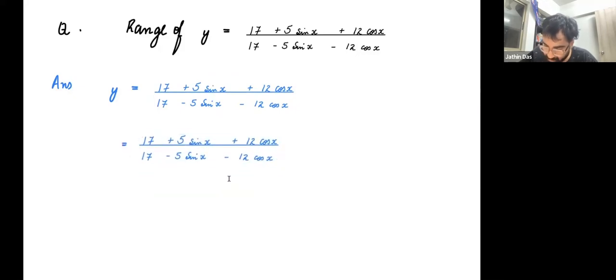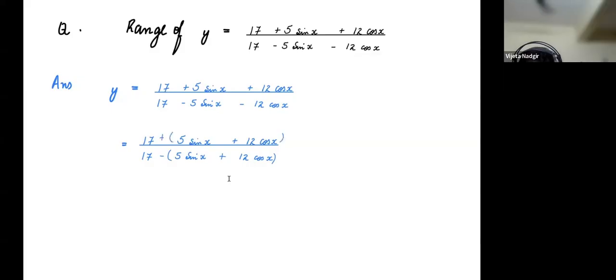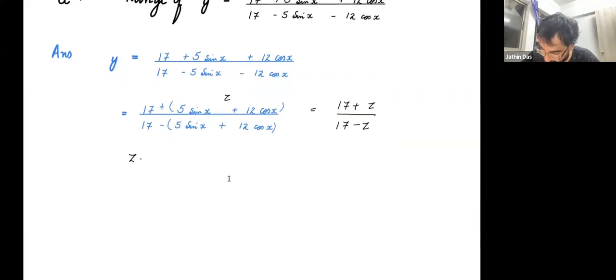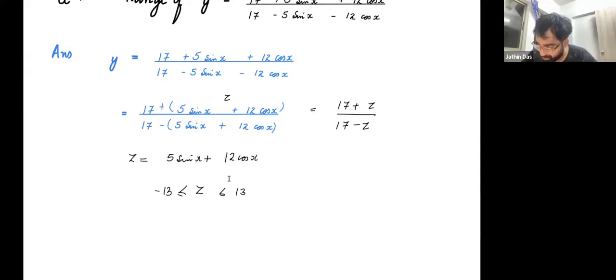Did you observe that if you take negative common here, it's the same only. So 5 sin x plus 12 cos x, I'll consider it as z. Then z is between minus 13 and plus 13. If you're wondering, it is root of 5 square plus 12 square. Now, here you tell me, this is the minimum value, this is the maximum value.